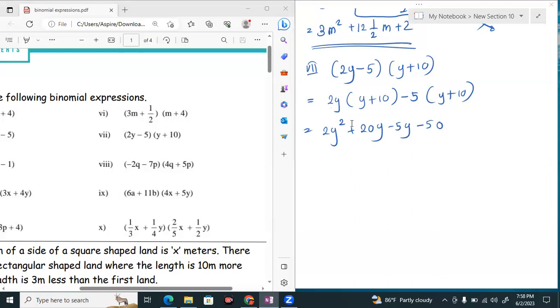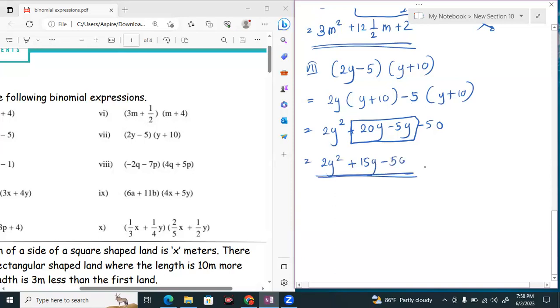Then here it is 20y subtract 5y, 2y squared, add 15y subtract 50, okay? Did you get this answer?